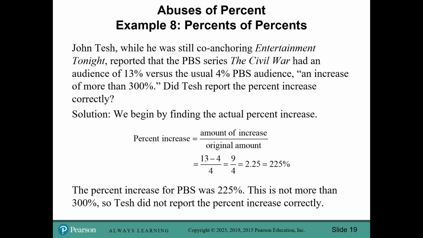He reported it as an increase of more than 300%. He was incorrect in his math. This happens a lot, unfortunately. People just like to throw numbers out there and they don't actually do the math. It's very important to do the math because he was off by 75% here. And 75% is a lot to be off by. An awful lot to be off by.